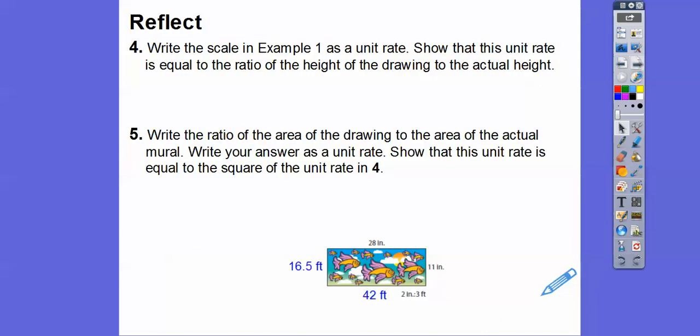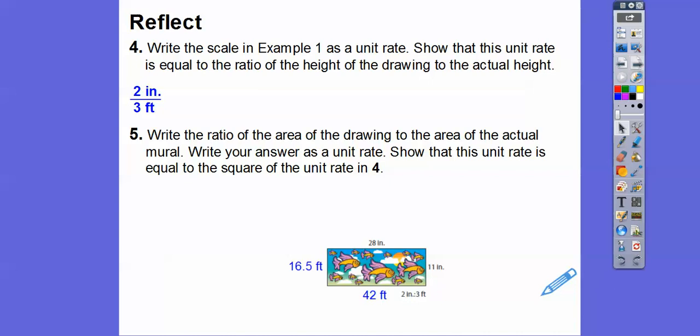All right, so write the scale factor in example 1 as a unit rate, and show that this rate is equal to the ratio of the height of the drawing to the actual height. Okay, this one, to me it's dirty pool, you guys. If I taught an honors class, I would totally teach this to them. But if I'm teaching just my integrated math 1 class, I'd probably skip this right here. It's okay, it's not hard, you guys. It's just I get fewer kids that buy into that.